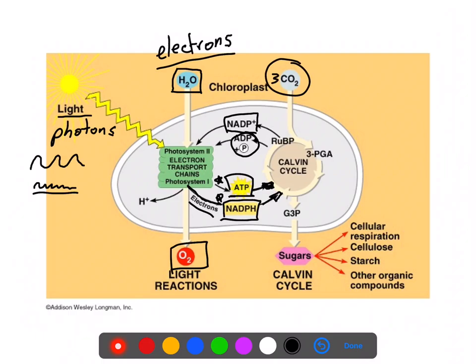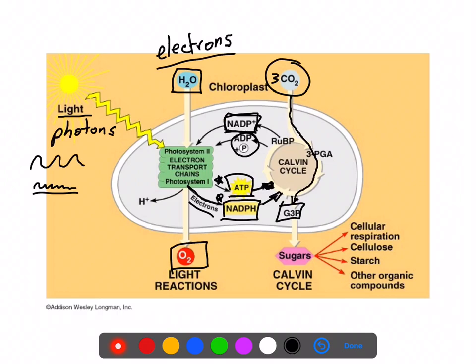So with ATP, with NADPH, and CO2, specifically 3 CO2 molecules, a plant can go ahead and produce this sugar right here, G3P, glyceraldehyde 3-phosphate. But we can just say G3P. All right, so we need 3 CO2s, we need ATP, a source of energy, and we need NADPH, a source of electrons.